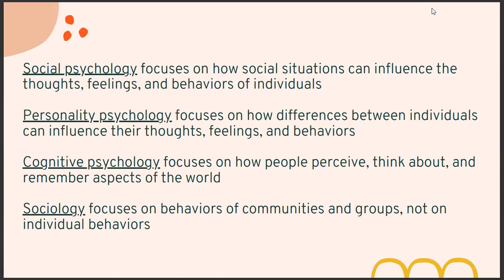Personality psychology focuses on how differences between individuals can influence their thoughts, feelings, and behaviors. So this is differences between individuals. Cognitive psychology focuses on how people perceive, think about, and remember aspects of the world. And then sociology focuses on behaviors of communities and groups, not on individual behaviors. So that is probably one of the main differences between social psychology and sociology: it's a difference between individuals and groups or communities.